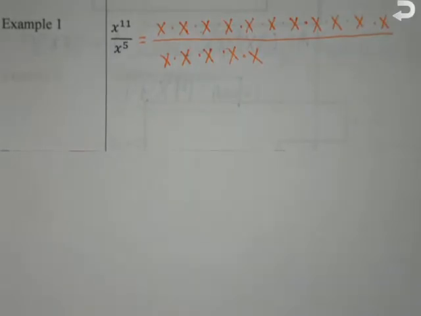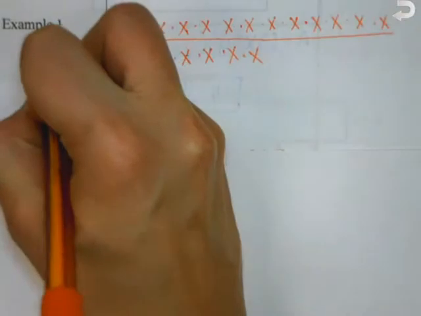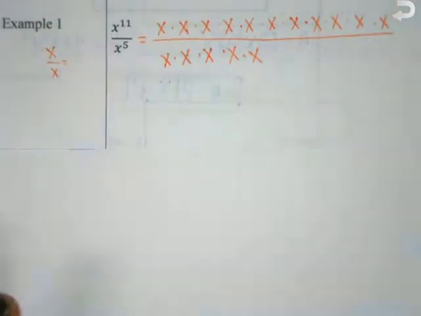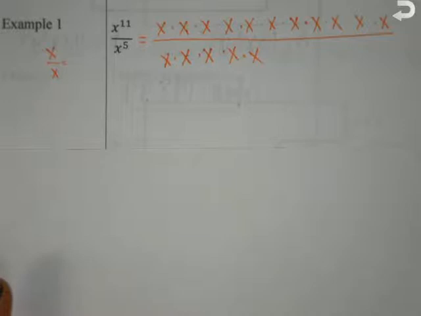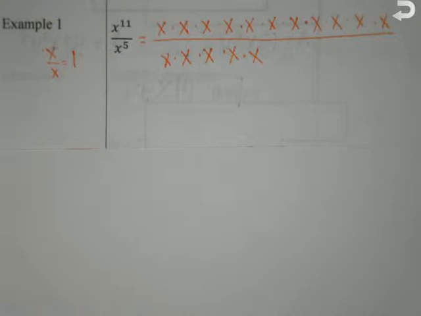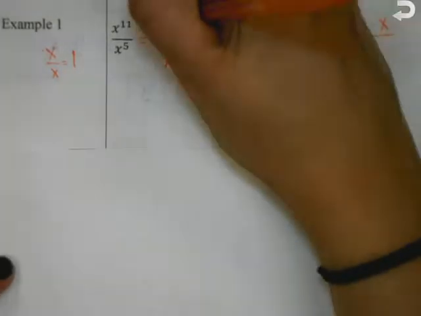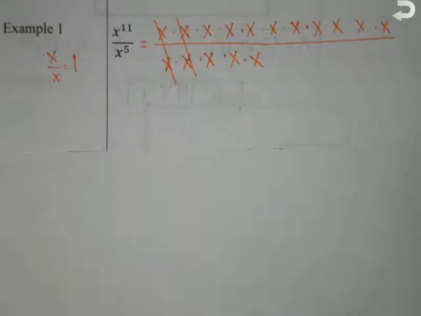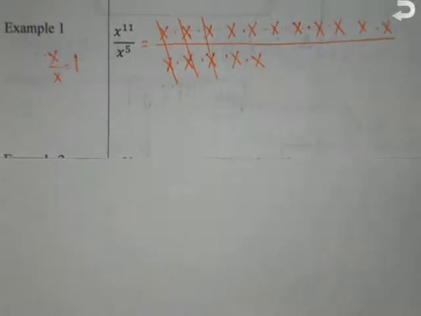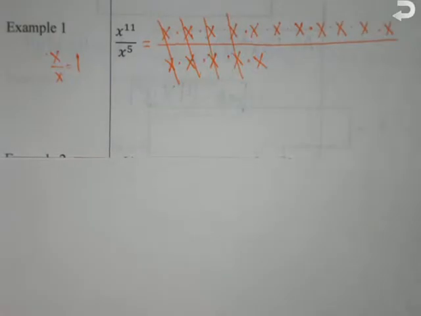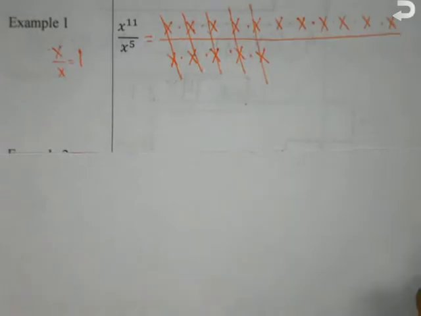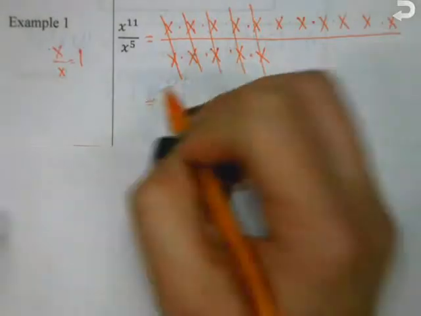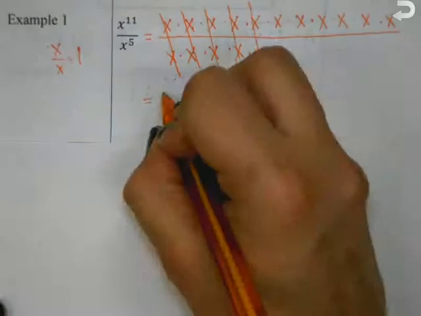Okay, really quickly. If I give you x divided by x, what is that as your answer? What's x divided by x? 1. Okay, so how many times can we reduce x? That turns into 1. That turns into 1. That turns into 1. That turns into 1. And this one turns into 1. So how many x's am I left over with? 6. So my answer is x to the 6th power.